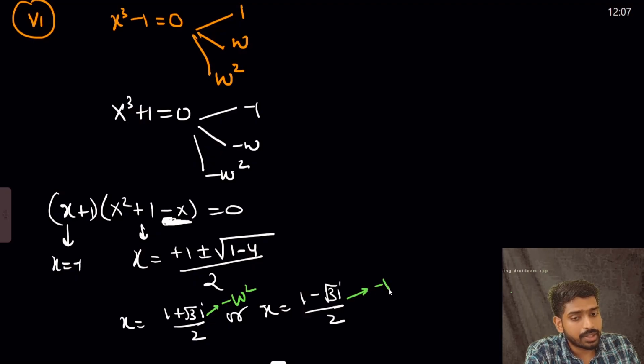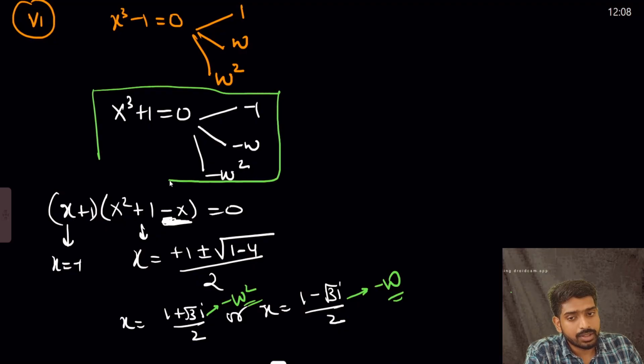This is our 6th point: the roots of the equation x cube plus 1 equals 0 are minus 1, minus omega, and minus omega square. Now next one, 7th point.